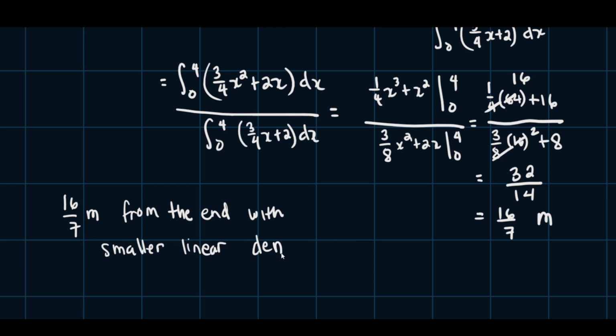Okay, how do we know it's the smaller linear density? Note that the linear density given to us was rho of x equal to 3/4 x plus 2. X here would mean the distance from the endpoint, no? So at x equals 0, the linear density is 2. At x equals 1, the linear density gets larger and so on. So as we travel farther from the endpoint, our linear density increases. Okay, so 16 over 7 meters from the end with smaller linear density.